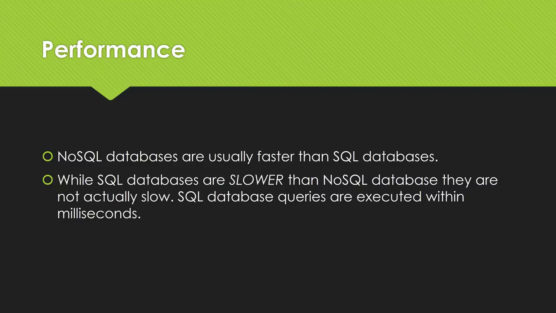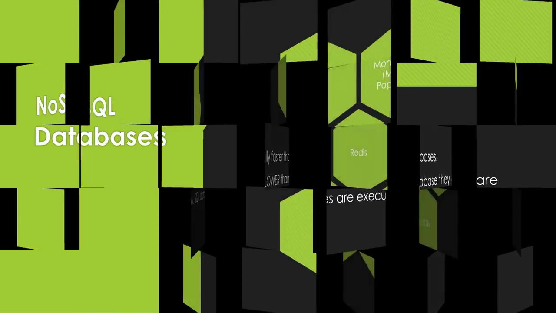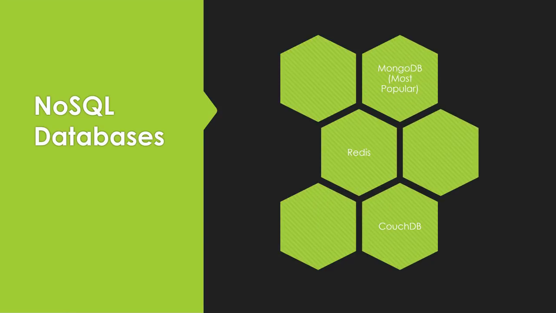Something I want to make clear is that you should never choose a database based on its speed. It's always good to have speed, but you give up a lot of features and usability. And you should consider a lot of factors when adding something to your stack. Currently, the most popular NoSQL database is MongoDB. There are also other databases such as Redis or CouchDB. There are more NoSQL databases than there are SQL databases.